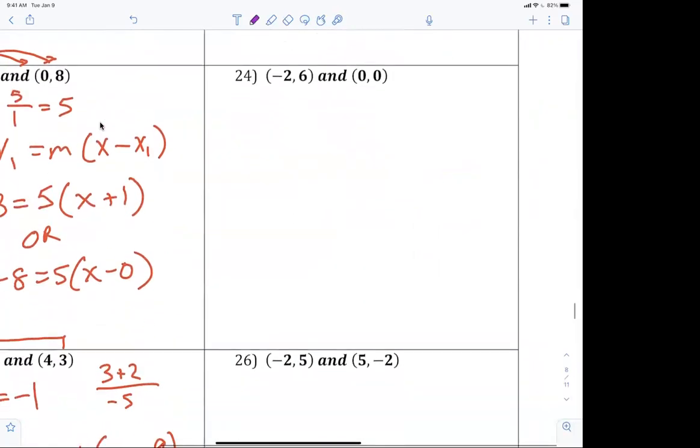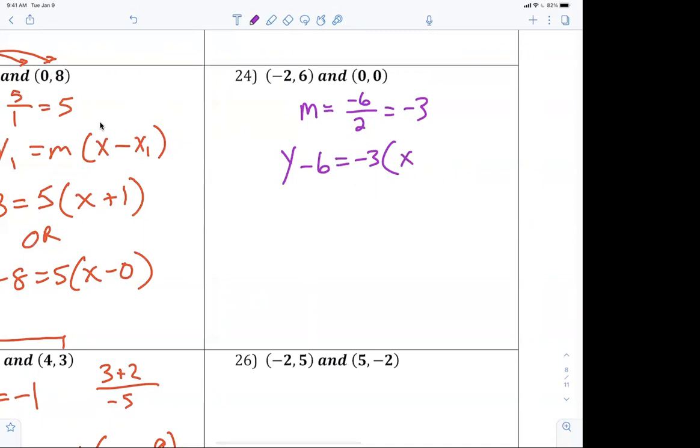Tyler, you're up. 24. M equals what? Y2 minus y1 over, go ahead, tell me the numbers. -6 over 2, which is just -3. Good. Then y minus 6 equals -3, parentheses x plus 2. Anybody have any issues?